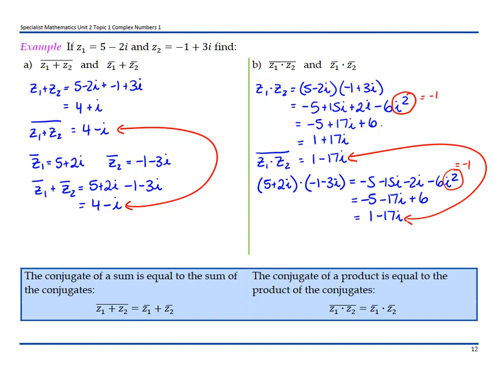Okay, so then I've just summarised that at the bottom. The conjugate of a sum is equal to the sum of the conjugates, and the conjugate of a product is equal to the product of the conjugates.